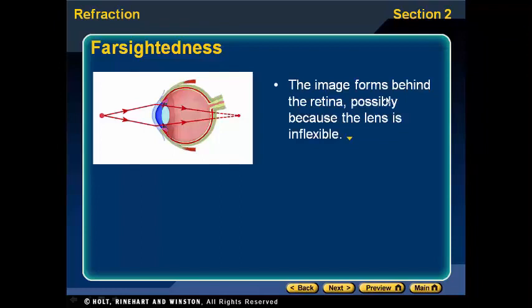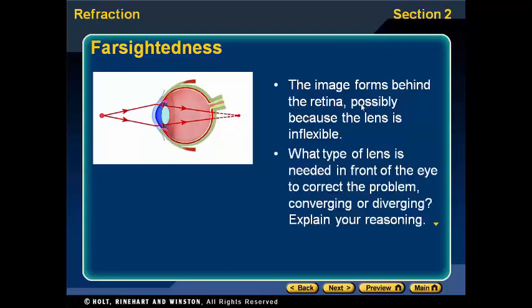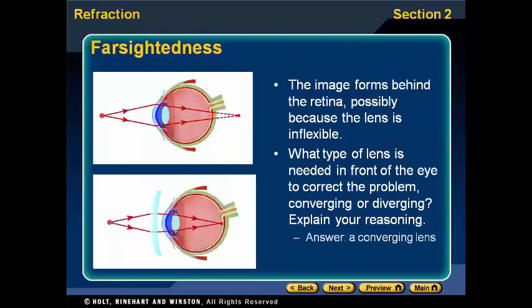Farsightedness. The image forms behind the retina, possibly because the lens is inflexible. So, what type of lens is needed in front of the eye to correct the problem, converging or diverging? All we need to do is collect these light rays to bring the image to the retina, so we have to use a converging lens. By using a converging lens, the light rays will be collected and the image will reach the retina. So the problem is going to be fixed.